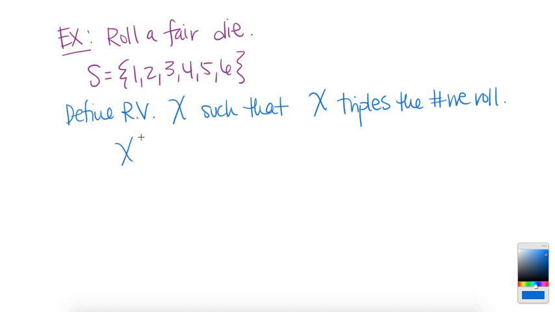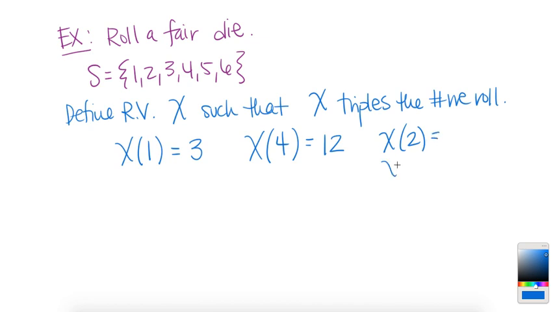Okay, so for instance, if I roll a 1, X of 1, X triples the number that we roll, so I would get 3. Okay, what would I get if I look at 4? It triples the number that we roll, so we would get 3 times 4, which is 12. Okay, so I would suggest that you take a minute and go ahead and write out the rest. Write out X of 2, X of 3, and so on and so forth.